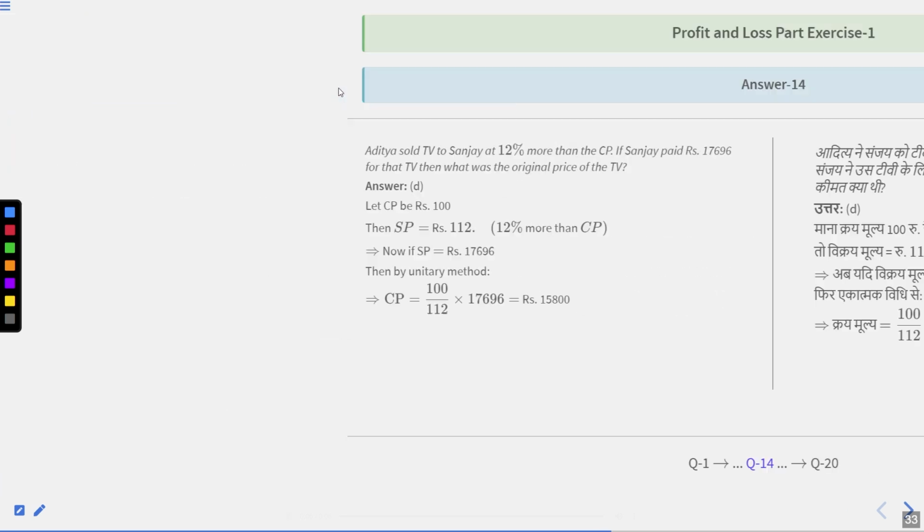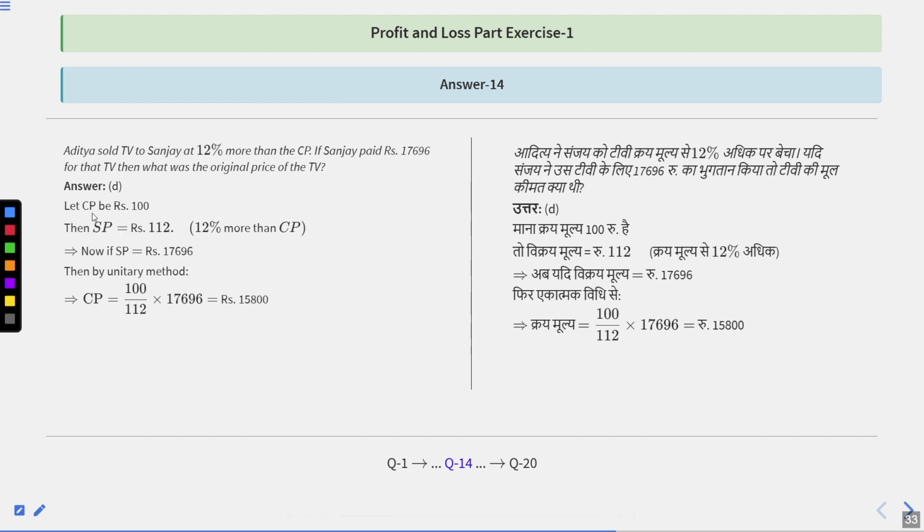Now time's up. Let's see the solution. According to the question, if we let the CP be 100 rupees, what will be the SP? SP becomes 112 because SP is 12% more than CP. Now, if SP is 17,696, it is equal to 112. So by the unitary method, CP will become 100 upon 112 multiplied by 17,696, which becomes 15,800. So the cost price of the TV is 15,800. D is the correct answer.